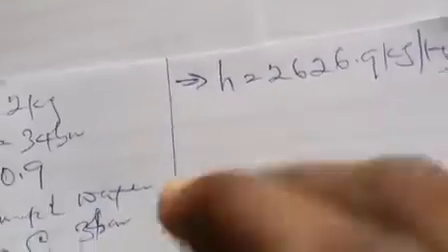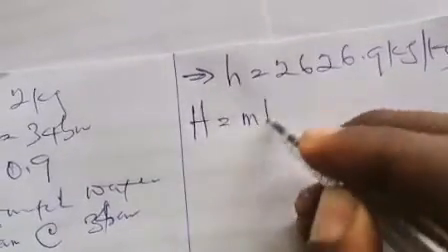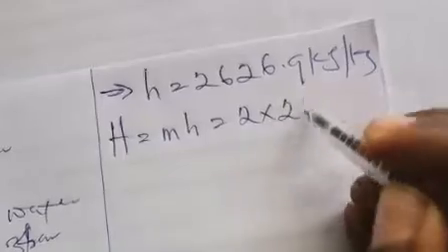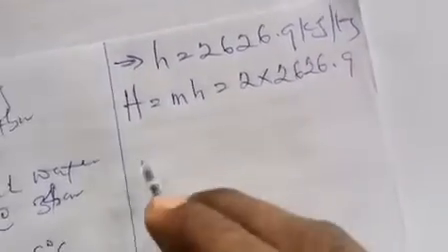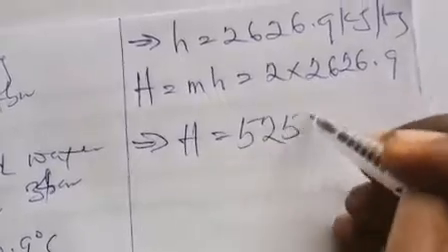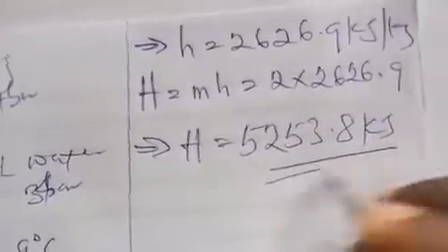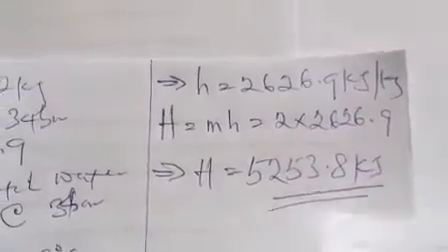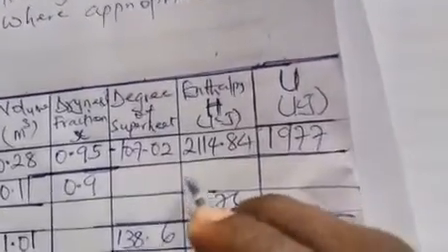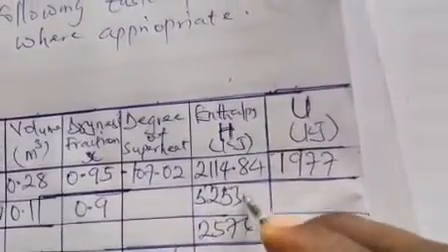Of course, we have the mass, so we can find total enthalpy simply by multiplying this value by mass. Mass was given as 2 kg. So we have 2 times 2626.9. This implies that total enthalpy is equal to 5253.8 kilojoules. So that becomes the enthalpy. Let's fill up that spot: 5253.8. Finally, let's find the internal energy.